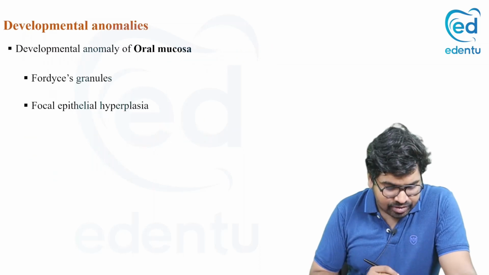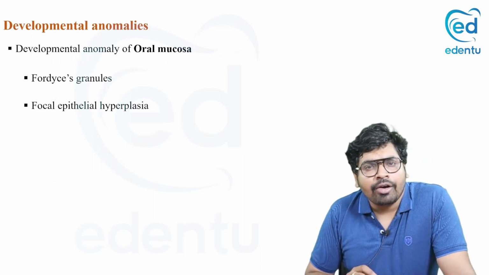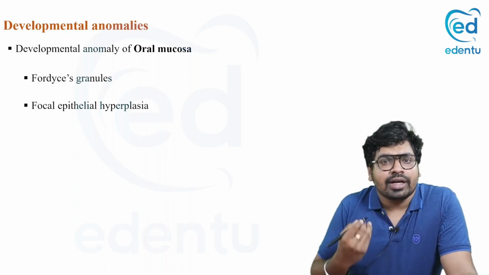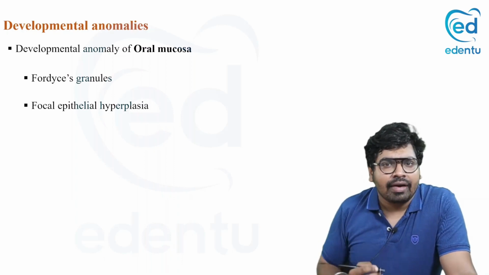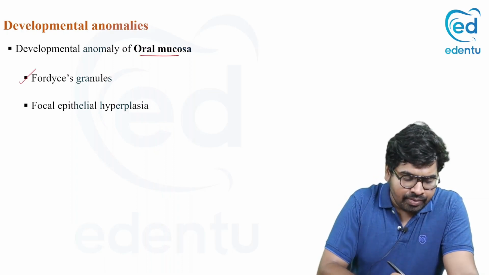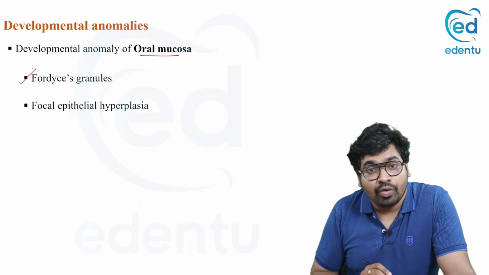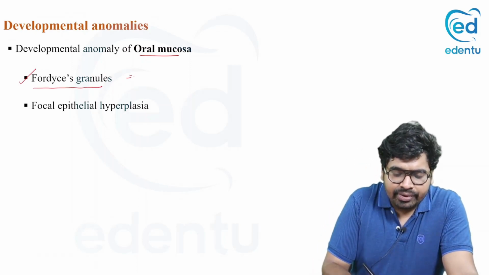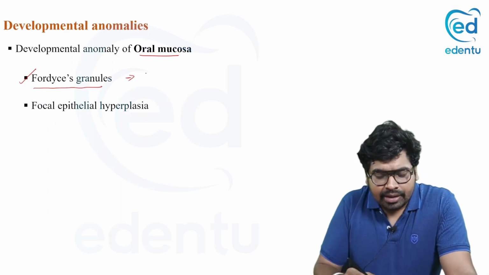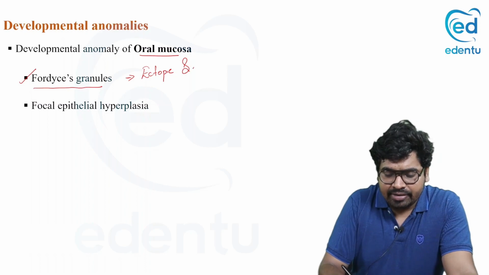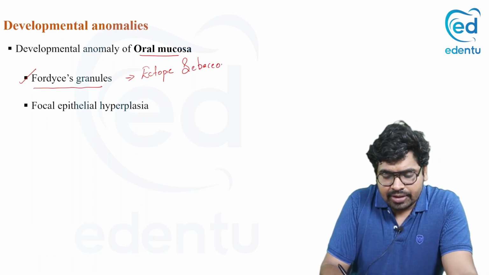Coming to the next, the anomalies of your oral mucosa, the mucosal membrane covering your oral cavity, the cheek and the lip. What are the anomalies there? First, the very famous one you are seeing is Fordyce's granules. Fordyce's granules are nothing but ectopic sebaceous glands.